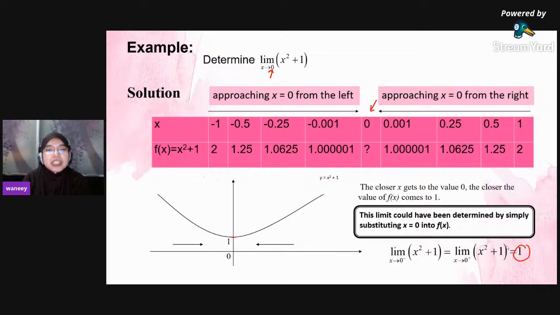Right. So the easiest way to calculate the limit is this one. It can easily be determined by substituting the value of x equals 0.